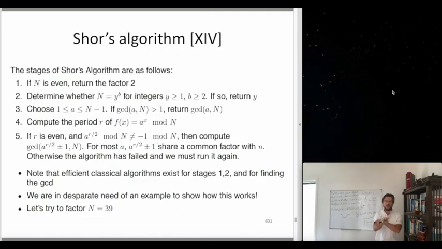So the stages of Shor's algorithm to go through are: if n is even, return a factor of 2, and determine whether n equals y to the power of b for integers y greater than b greater than 2, and if so, return y. Yeah, and you see how the period is calculated. And we know that for stages 1 and 2 in that algorithm, we have classical algorithms. For stages 3, 4, 5, we don't.